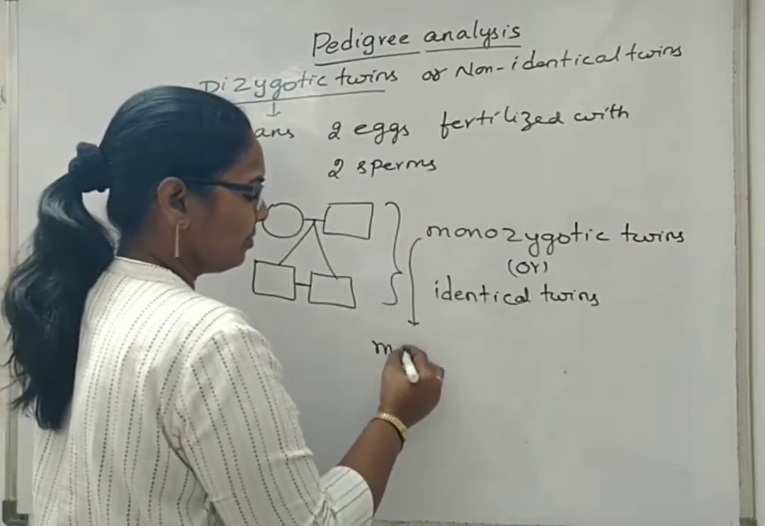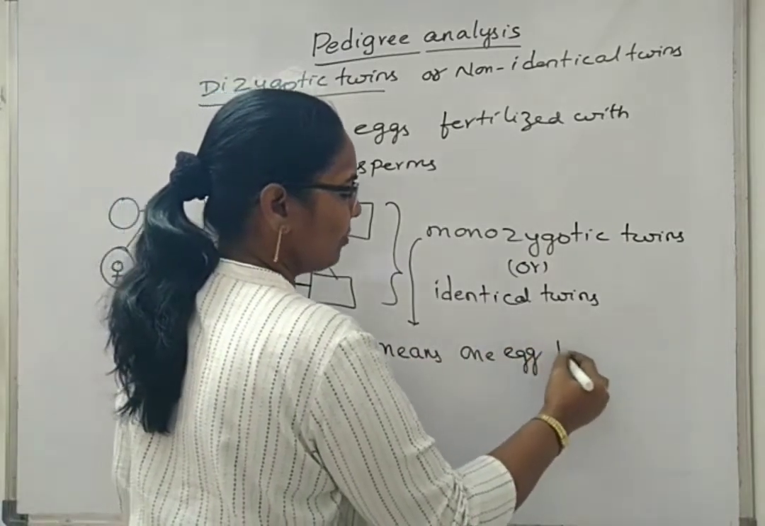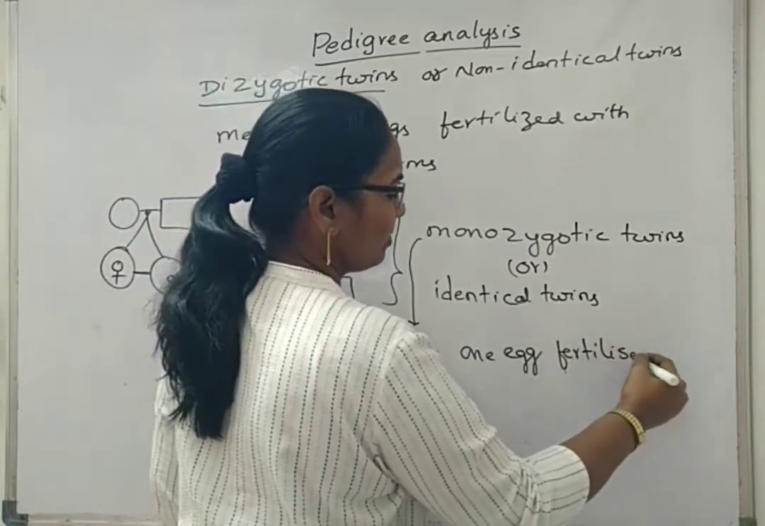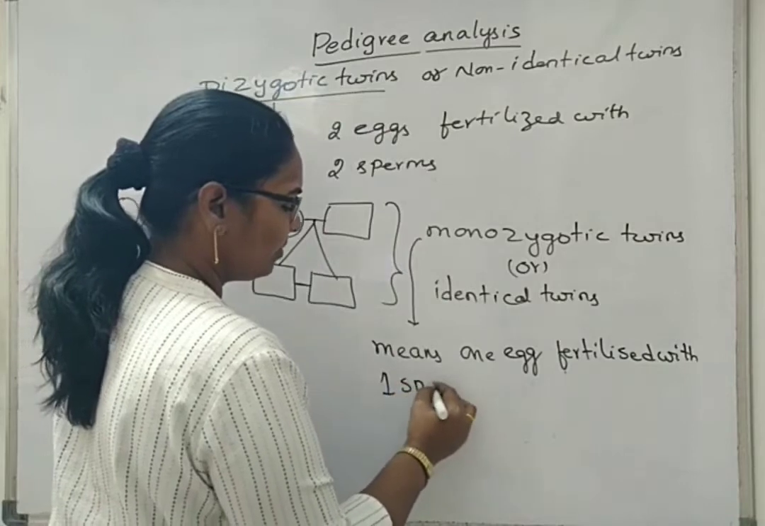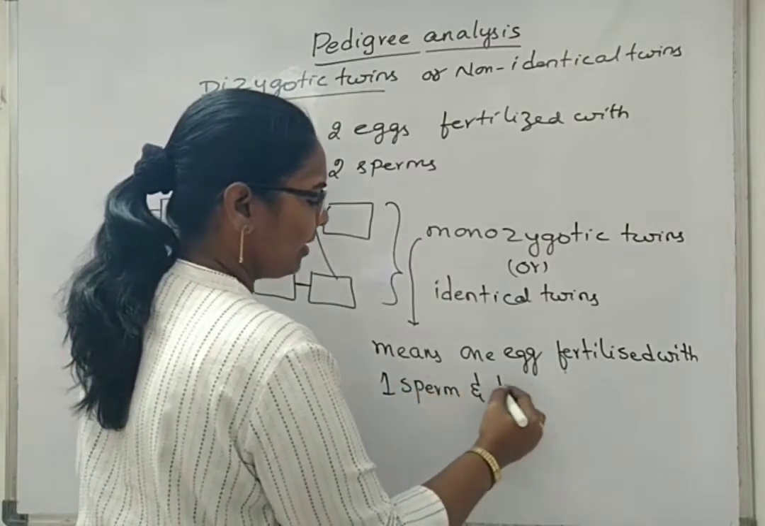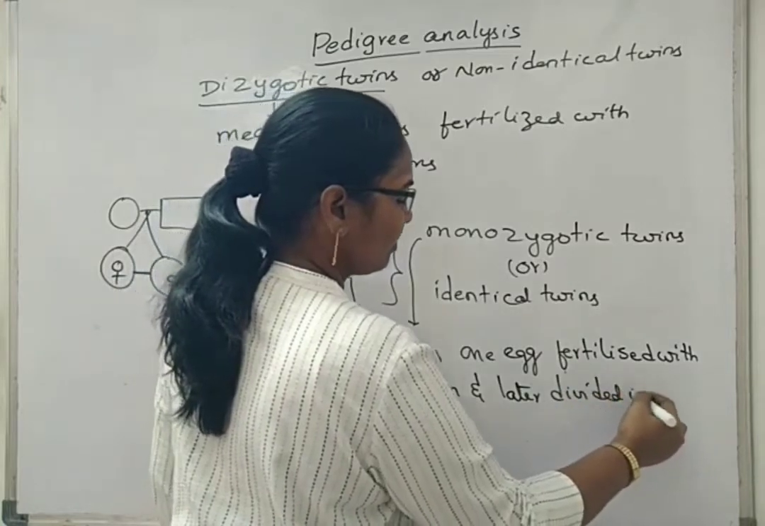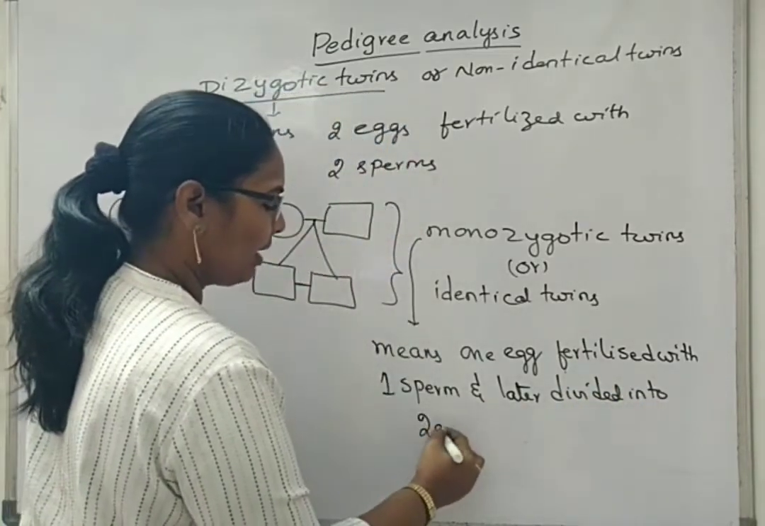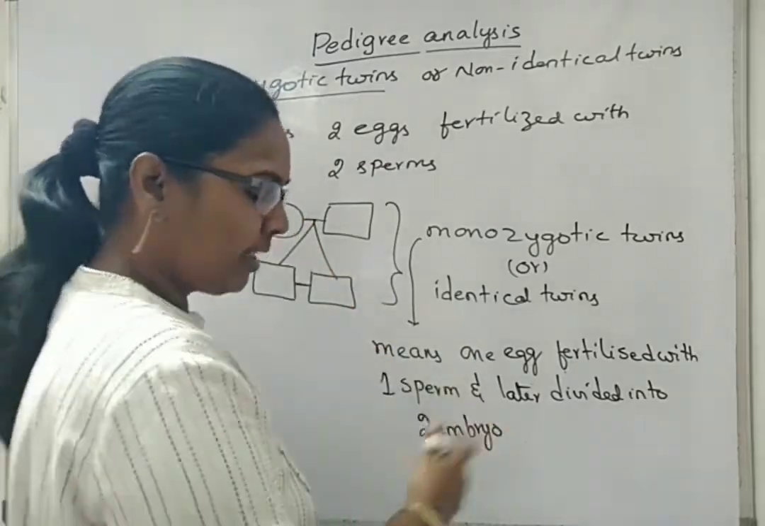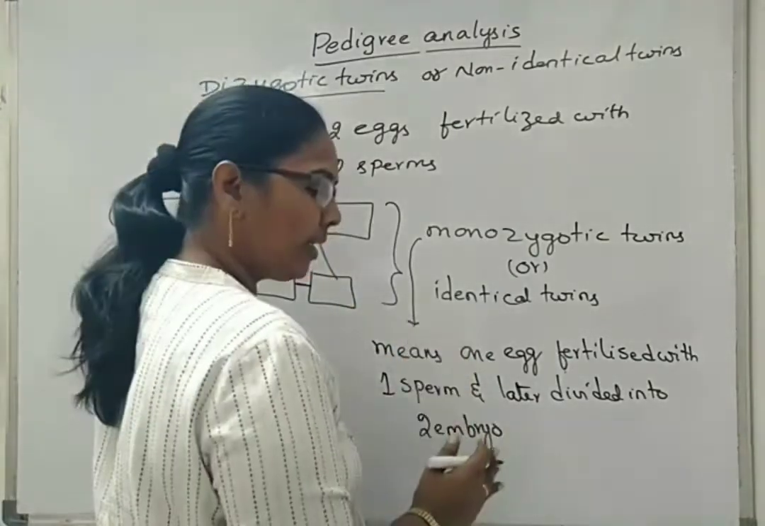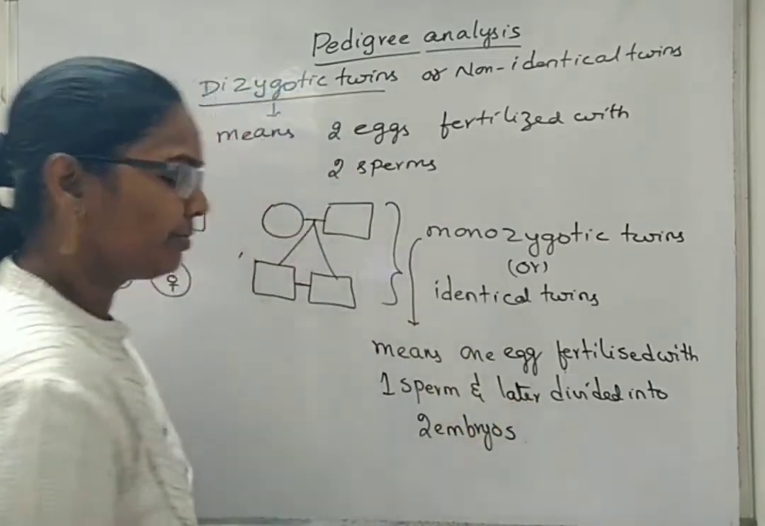Monozygote means one egg fertilized with one sperm and later divided into two embryos during its morula, 16 cell, 30 cell stage, etc. During that time, it got divided into two parts or two babies, embryos.